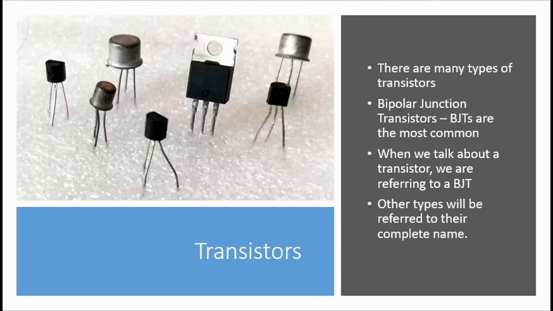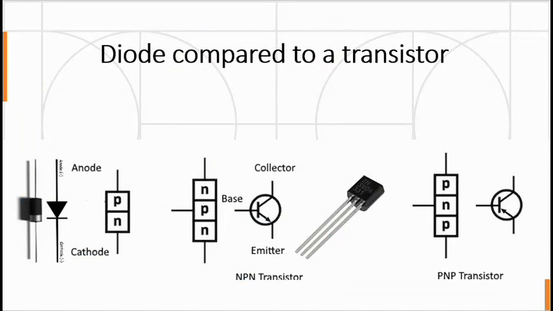So if we compare a diode to a transistor, what we start with, a diode has a PN junction, which is a P-doped material and an N-doped material, and it creates the function of a diode. The P is for positive, that's the anode, and N is for negative, and that's the cathode.